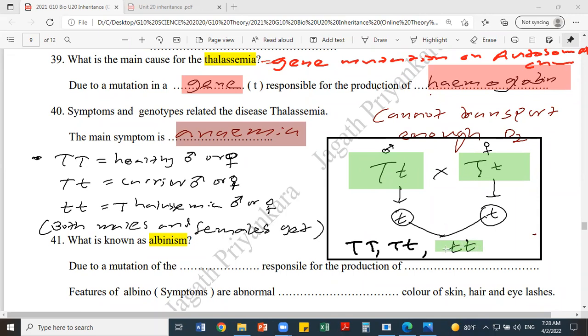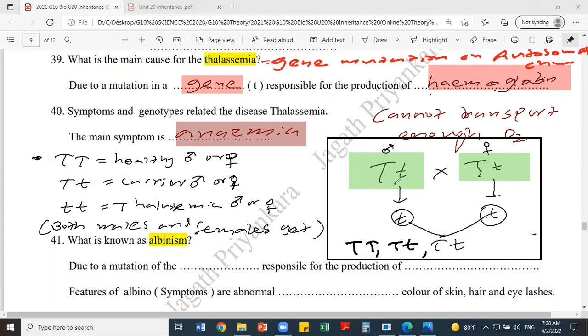Thalassemic boy and thalassemic girl are possible. So what is the chance of having one here? 1/4. There is a 50% chance of having carriers in this family, because the heterozygous capital T, simple T can arise 2 times. There are 2 chances.